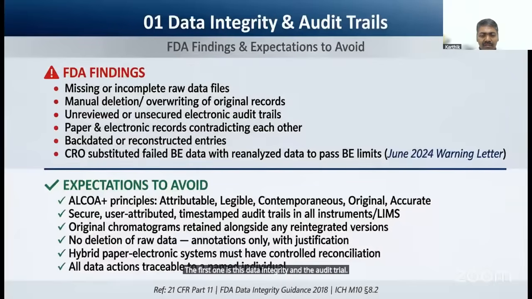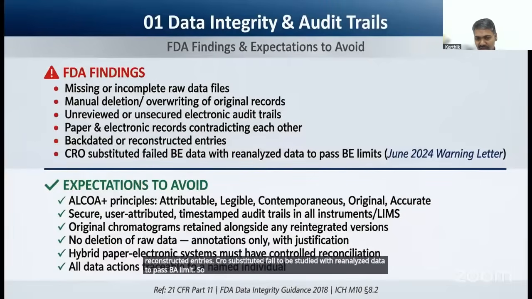The first one is data integrity and the audit trail. The FDA findings are missing or incomplete raw data files, either missing review signatures or missing preparer signatures, or incomplete files placed in the file. In instruments, there is manual deletion or overwriting of original records, and unreviewed or unsecured electronic audit trails, paper and electronic records contradicting each other, backdated or reconstructed entries, and a CRO substituting a failed BE study with reanalyzed data to pass the BE limit.